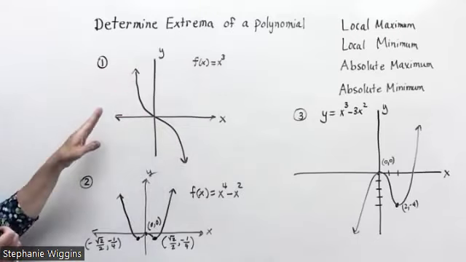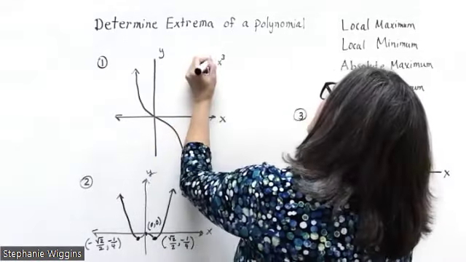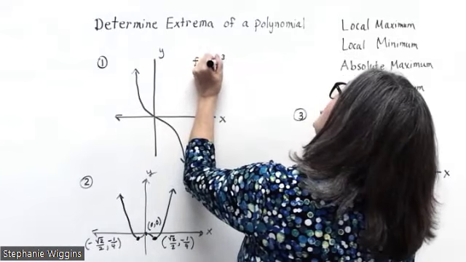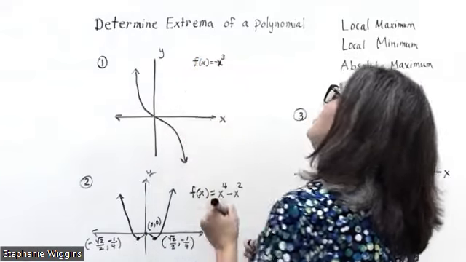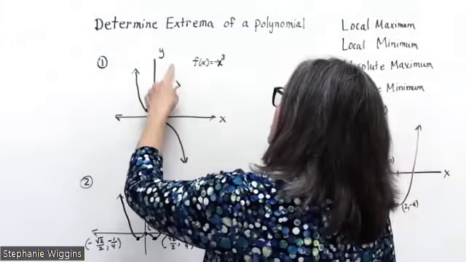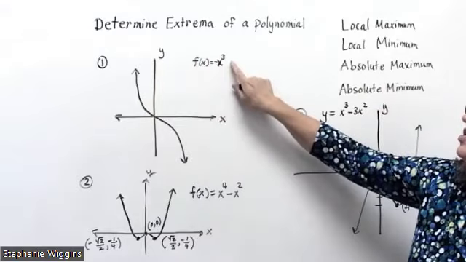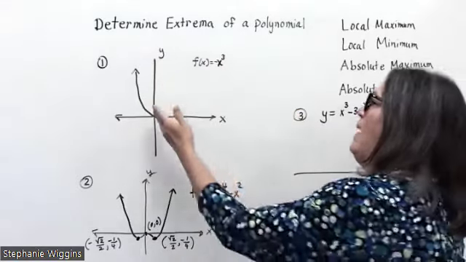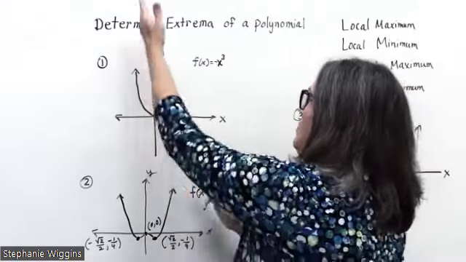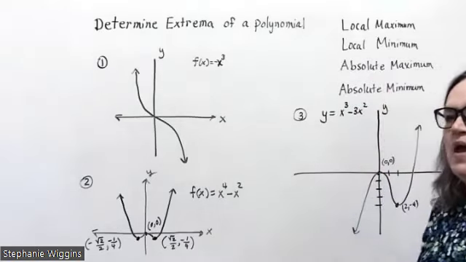Actually, I wrote the wrong graph here, or the wrong function. This is actually the reflection of the x cubed function. So there's a negative sign in front. The x cubed function goes this way. Anyway, so negative x cubed, we have no maximum or minimum because it goes up forever and down forever, and there are no valleys or hills, okay?